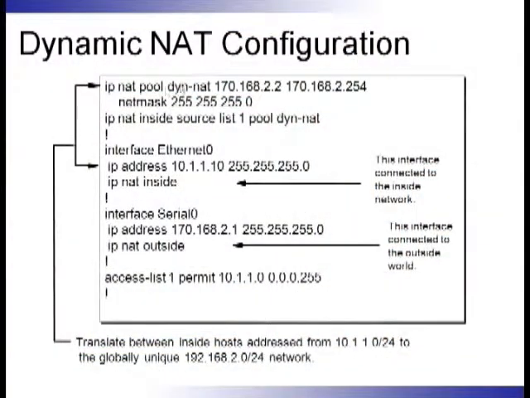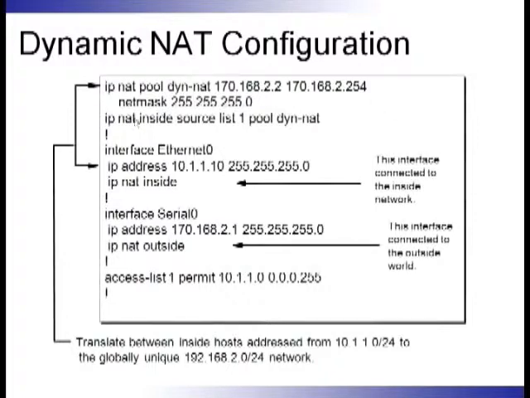So IP NAT pool dynamic NAT, you can use the pool as 171.68.2.2 through 2.254, and of course we had our mask. So now, when anybody from the inside is trying to go to the outside, they're going to grab one of these IP addresses that are available, go to the outside, do their work, come back, and drop it off back here into the pool and make it available for the next person.